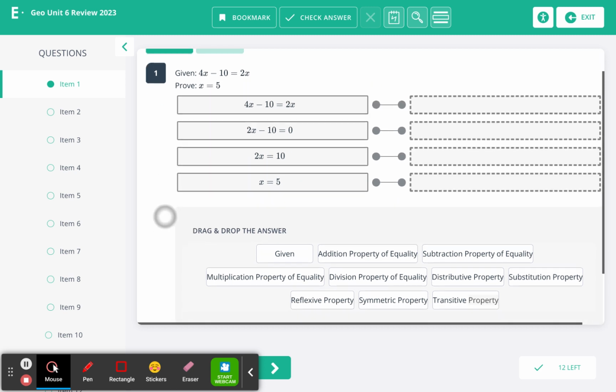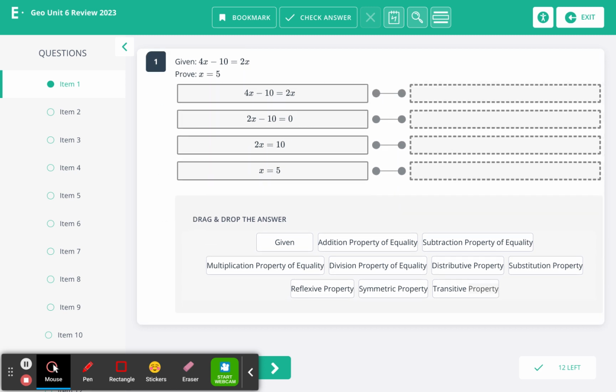All right, so with number one, again, this is an algebraic proof. We have our given statement of 4x minus 10 equals 2x, which is what we start with. So we're going to go ahead and drag that given up there. We also then see from 4x minus 10 equals 2x, we get to 2x minus 10 equals 0. Looks like that 2x went away on the right side. And if I look over here, I went from 4x to 2x. Looks like 2x went away there too as well. I subtracted 2x from both sides. So that's going to be the subtraction property of equality.